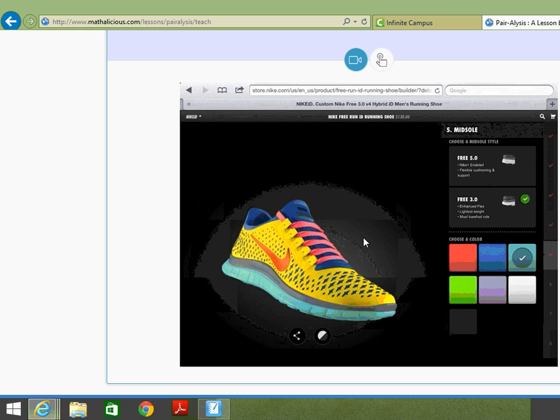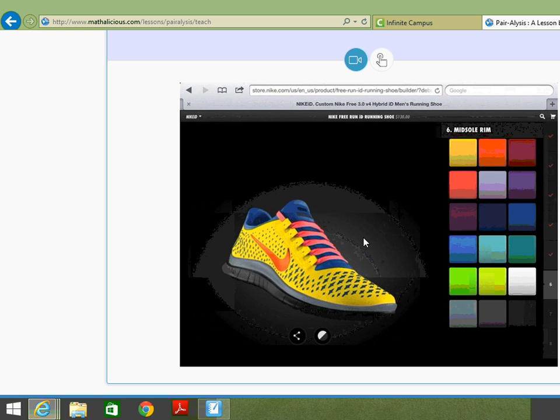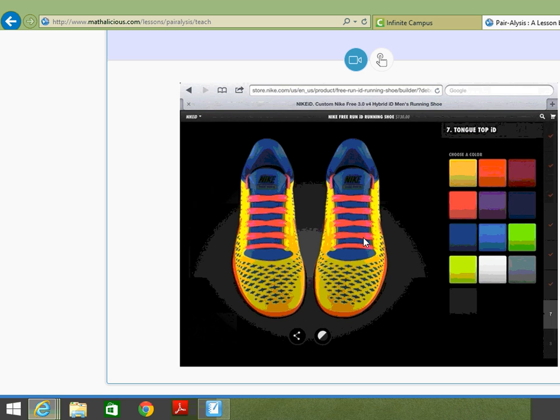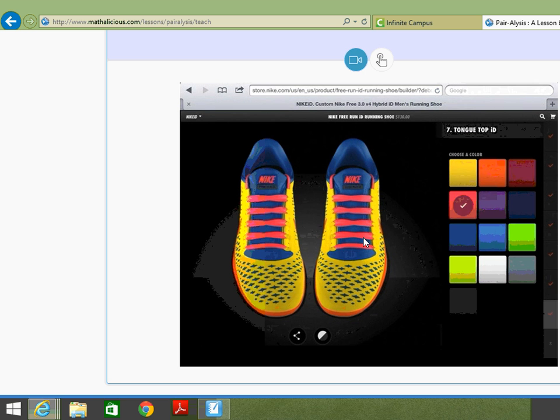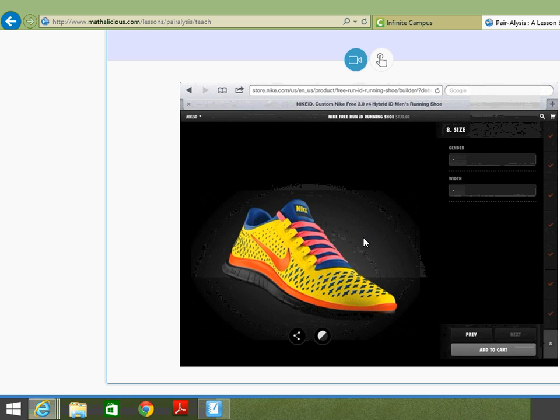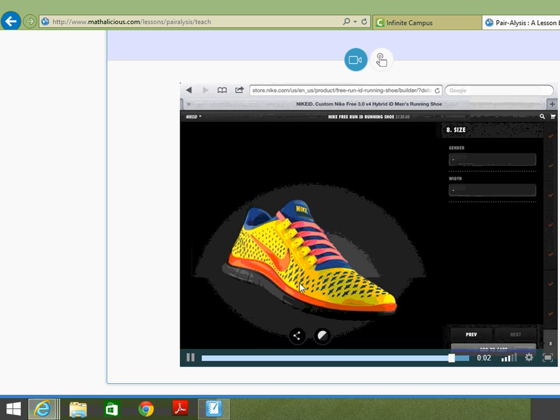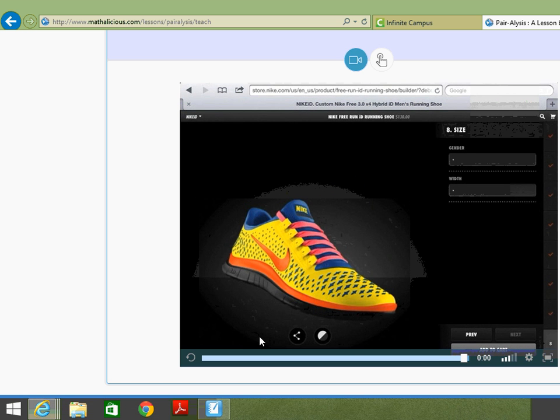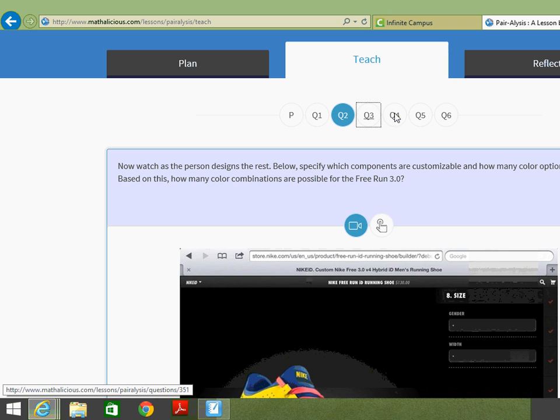Then you've got your midsole. That can change. And then you've got your midsole rim. That can change as well. So the branches just keep getting so big, there's no way. Then you've got your tongue top ID that can change. So it's a blessing that we have fundamental counting principle, because if not, it would be really hard to draw a tree diagram of all the different ways that you can make a Nike shoe.